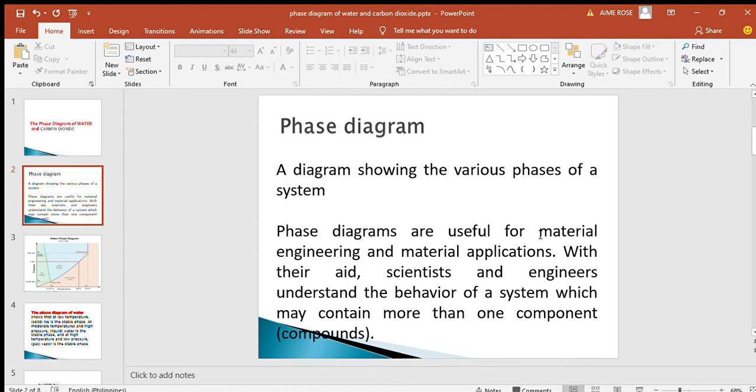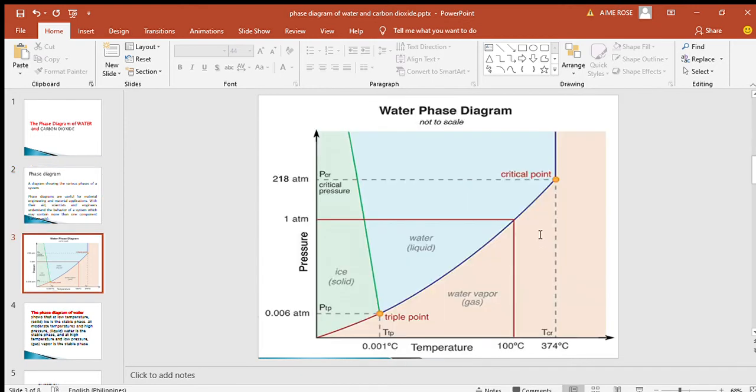Phase diagrams are useful for material engineering and material applications. With their aid, scientists and engineers understand the behavior of a system which may contain more than one component compound. So that is the meaning of phase diagram. Now let's go to the phase diagram of water.